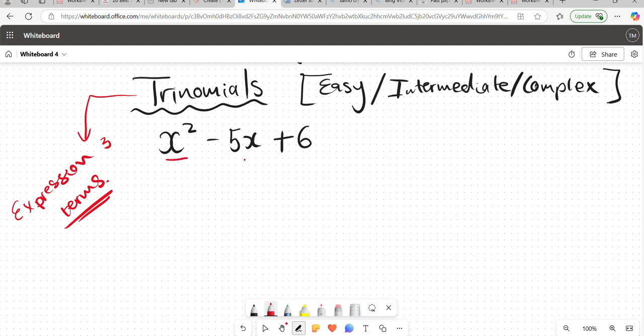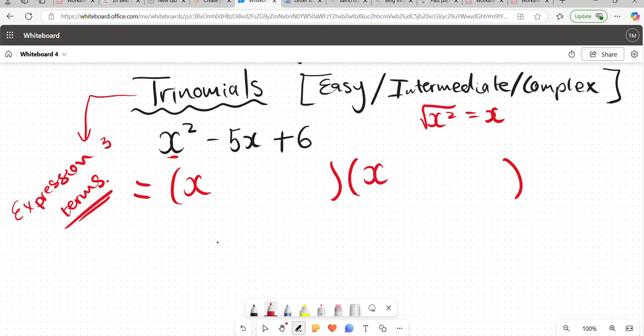So each time you see 3 terms, your brain should be making light bulbs there, compelling you to apply the trinomial factorization method on that question. So let's apply it. What does it say? You open your two brackets, right? You square root your first term. I'm going to square root the x squared. I get an x. That x goes in the first position of both brackets.